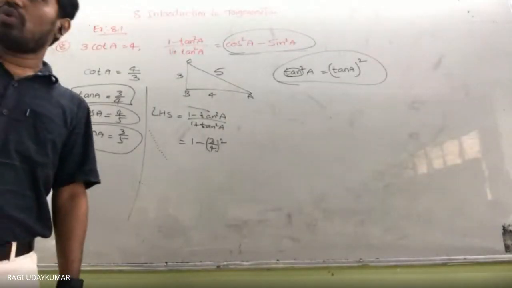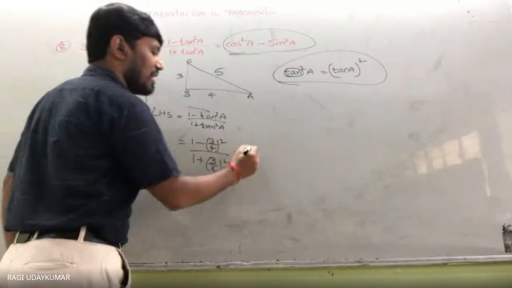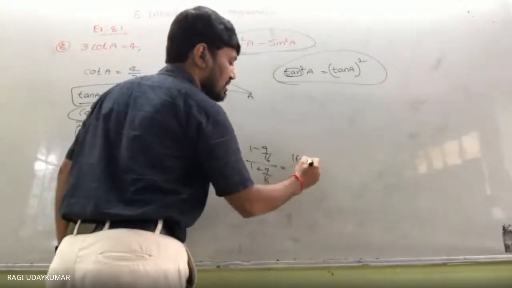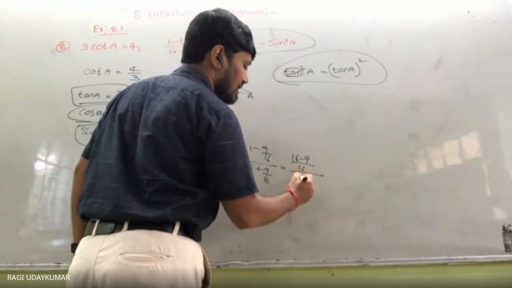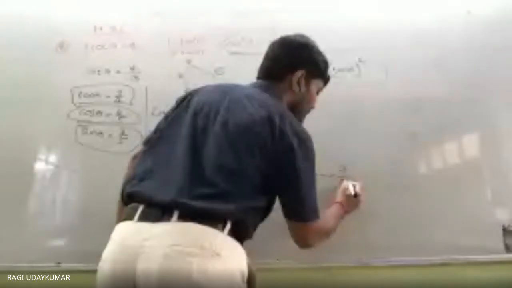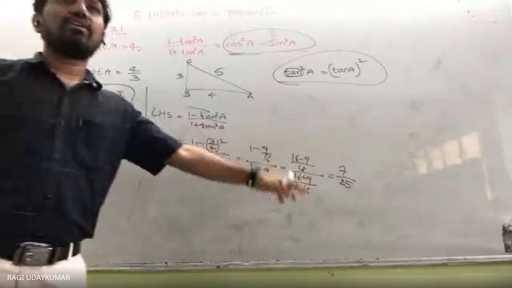Tan A value is 3 by 4. 3 by 4 whole square. 1 plus 3 by 4 whole square. So what do we get here? 1 minus 9 by 16 by 1 plus 9 by 16, which is equal to 16 minus 9 by 16 by 16 plus 9 by 16. The 16 will cancel. 16 minus 9 is 7 by 25. 16 plus 9 is 25. LHS is 7 by 25.